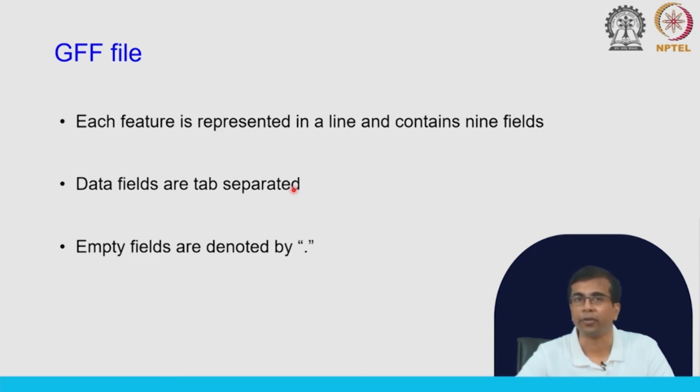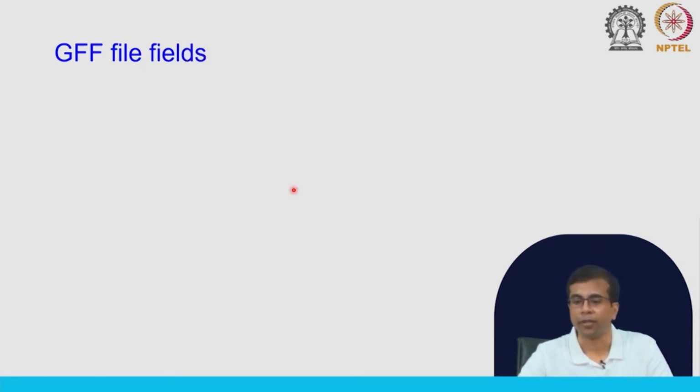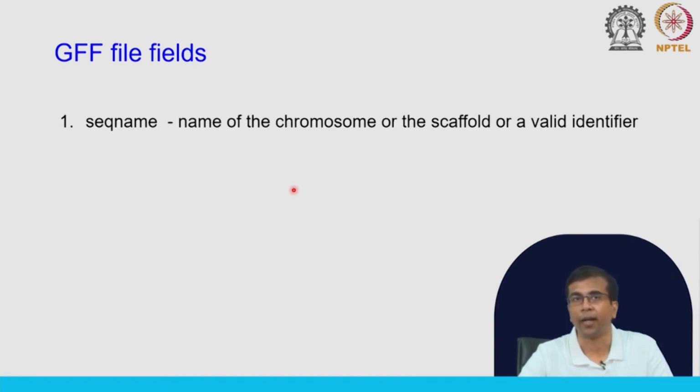So, if you do not have information, you just put this dot. So, what are these fields? If you want to annotate your variants using this GFF file, you need to know this, because you can probably write code that will do this for you. Some of the very simple annotations can be done by yourself. So, what are these fields that you have?